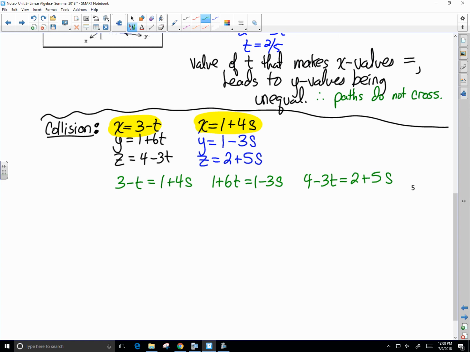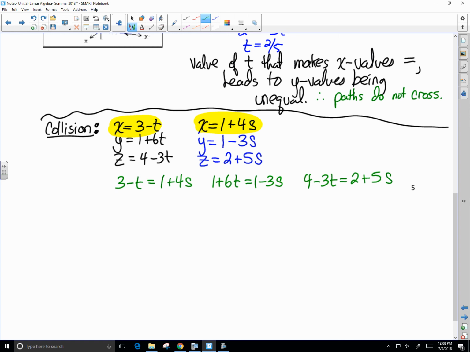Okay, so we'd have three equations with two variables. What this will allow us to do is determine whether there is a value of t for this set of equations and also a value of s for this set of equations that allows those two lines to intersect, particularly at the same location, at the same point. Right? So I'm going to get this in the proper form.